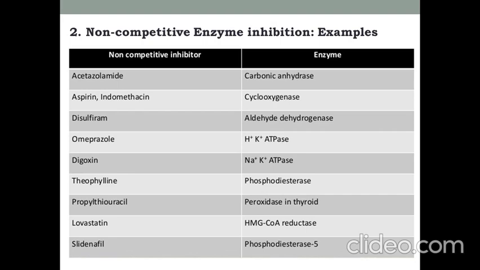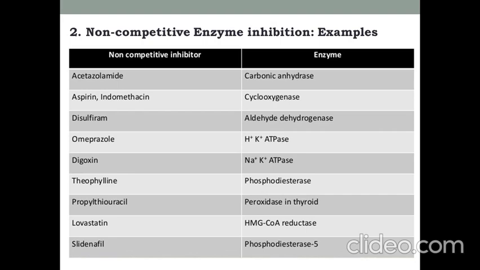Next one is lovastatin. Lovastatin is used as an HMG coenzyme reductase inhibitor. HMG is 5-hydroxy 3-methyl glutaryl coenzyme reductase. So lovastatin is used as an antilipidemic drug. Next one is sildenafil. Sildenafil is used as a phosphodiesterase 5 inhibitor.